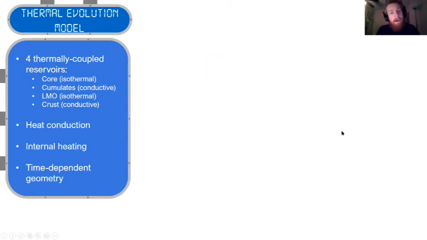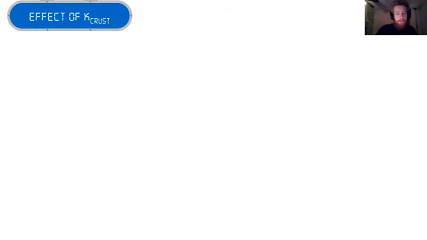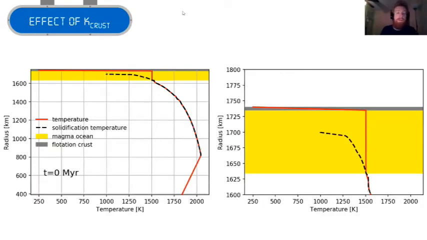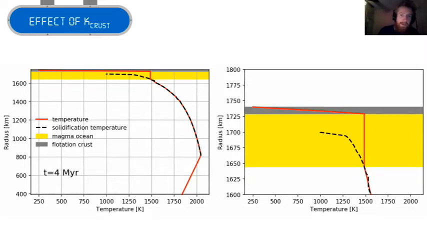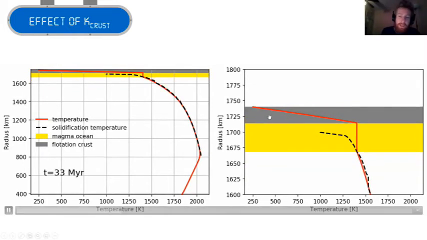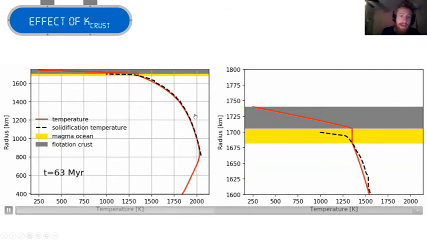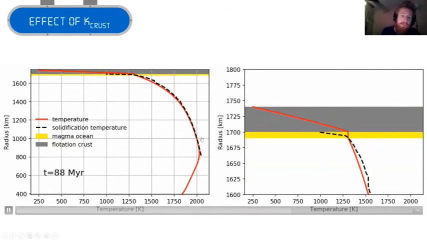And what it looks like is what you're going to see now in this video, where you see once again the initial state, and here is a close-up. So you see the flotation crust in gray, the magma ocean in yellow, and the cumulates in white. I didn't represent the core because it's not so interesting. And what you see when I start the video is that upon cooling, the flotation crust grows, the magma ocean shrinks, and the temperature in the cumulates is slightly altered by diffusion.